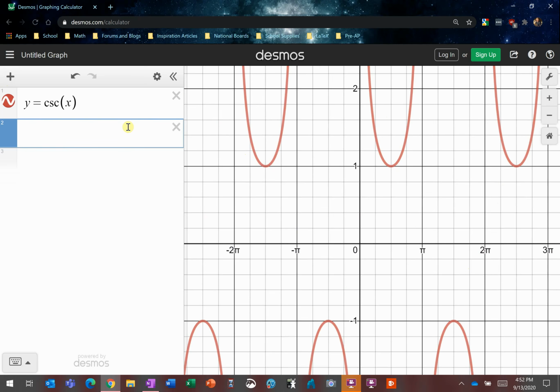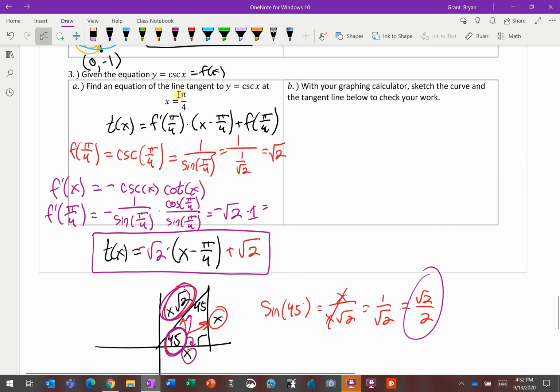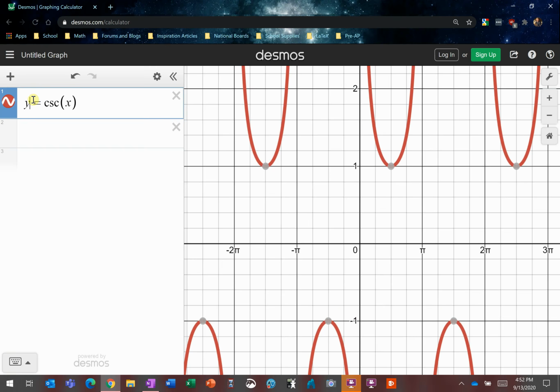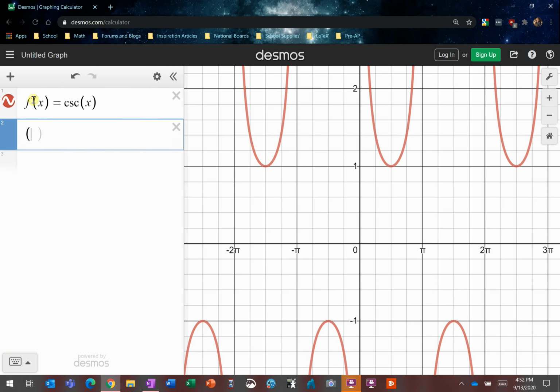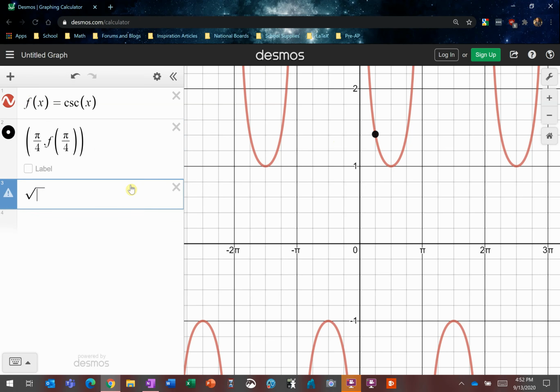So cosecant of x, we're trying to get it to bounce off at pi over 4. So let's actually see where that point is. So I'm going to graph the point pi over 4, comma, f of pi over 4. Look, that's right up here, and you'll notice they tell you it's 1.414. 1.414 is the square root of 2. That's a very common square root. You'll start to recognize it as it appears, but let's get our tangent line in.